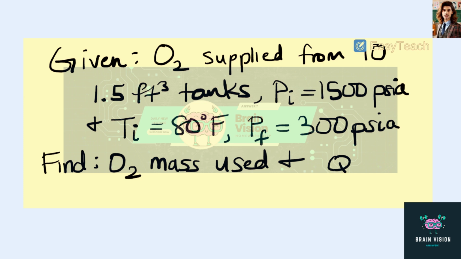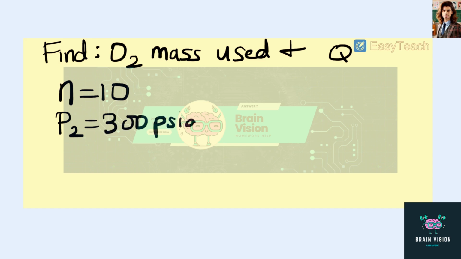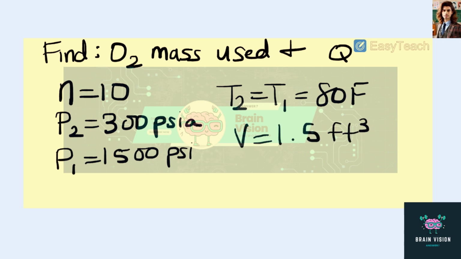So if we just look at what we have: 10 tanks, so N is equal to 10. We have a final pressure of 300 psi. We have an initial pressure of 1500 psi. We're going to assume that the entire process is isothermal, so the final temperature is equal to the initial temperature, which is equal to 80 degrees Fahrenheit. And the volume of each tank is 1.5 cubic feet.